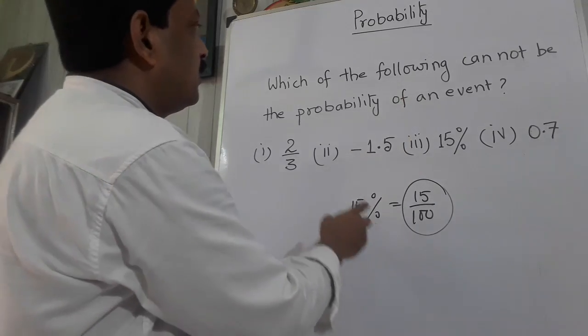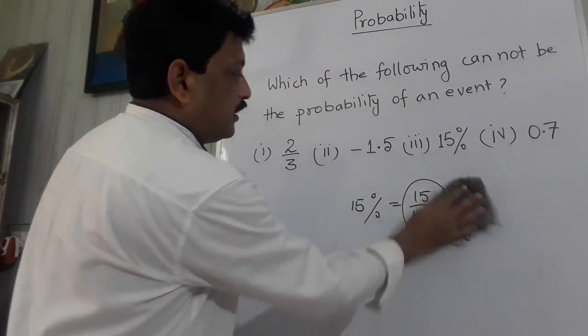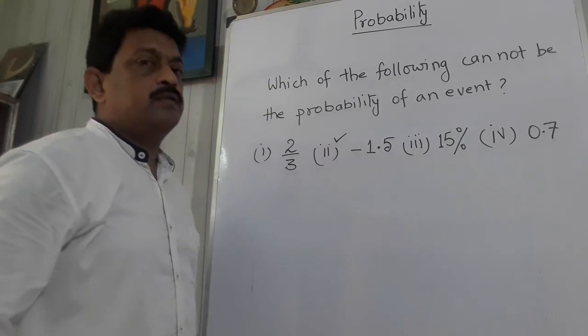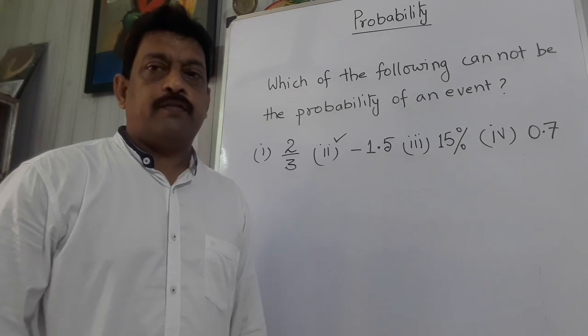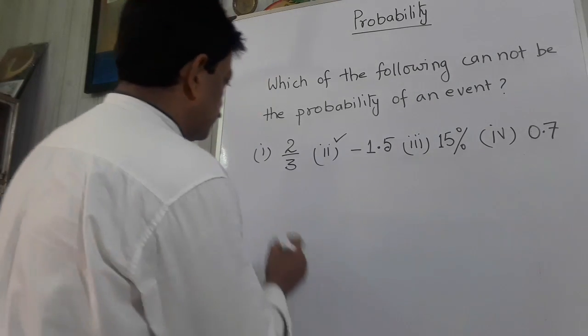Therefore, the question is, which of the following cannot be the probability of an event? The correct option is the second one, that is minus 1.5. The probability cannot be negative. Let us come to another question.